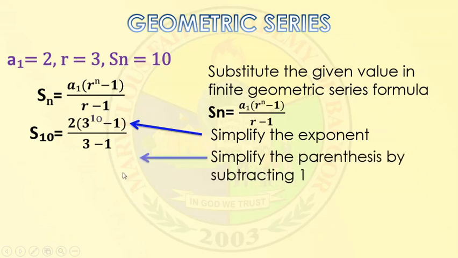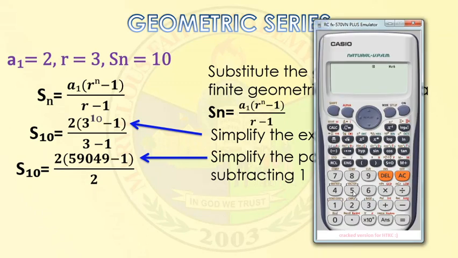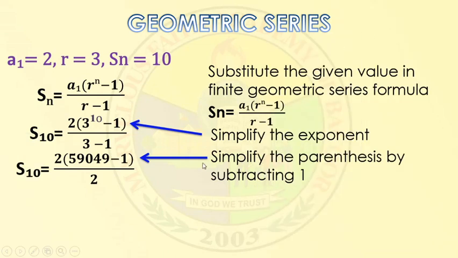Okay? So, ang lalabas na sagot dyan ay 59,049. Okay? So, 3 raised to 10, the answer is 59,049. Kaya meron tayong 59,049. And the next is subtract natin yung nasa parenthesis natin. Okay? So, 2 quantity 59,049 minus 1 over 2.